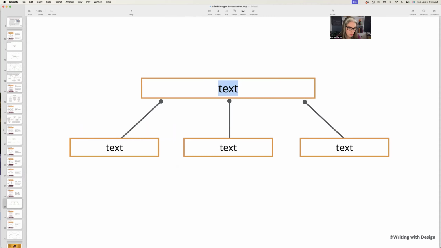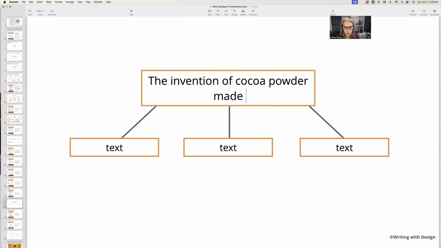So I'm going to basically think of this moment or this event in this design like a headline. I'm going to say the invention of cocoa powder made hot chocolate.